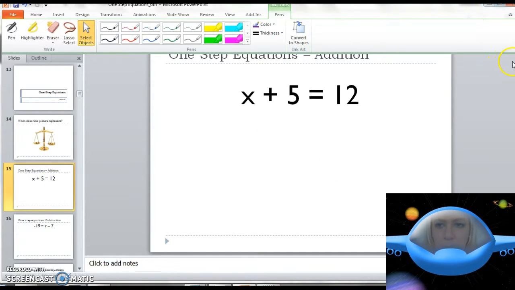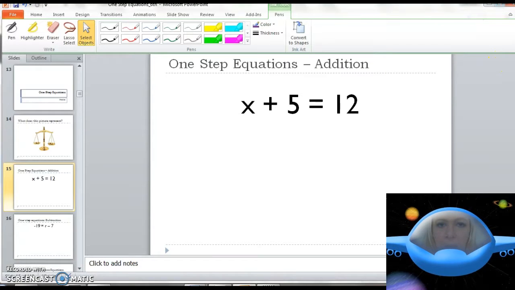So the first type of equation is an addition equation. This is an addition equation because we're adding x plus another number. So x represents our variable, and we're adding to x in order to get 12. So some number plus 5 is equal to 12.